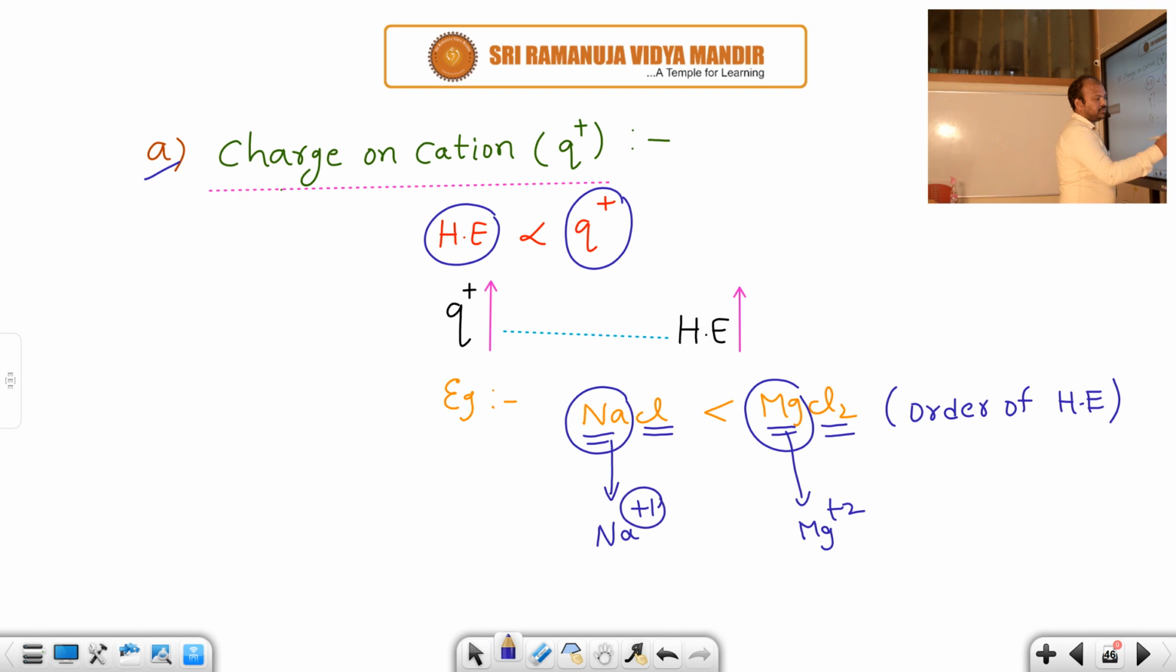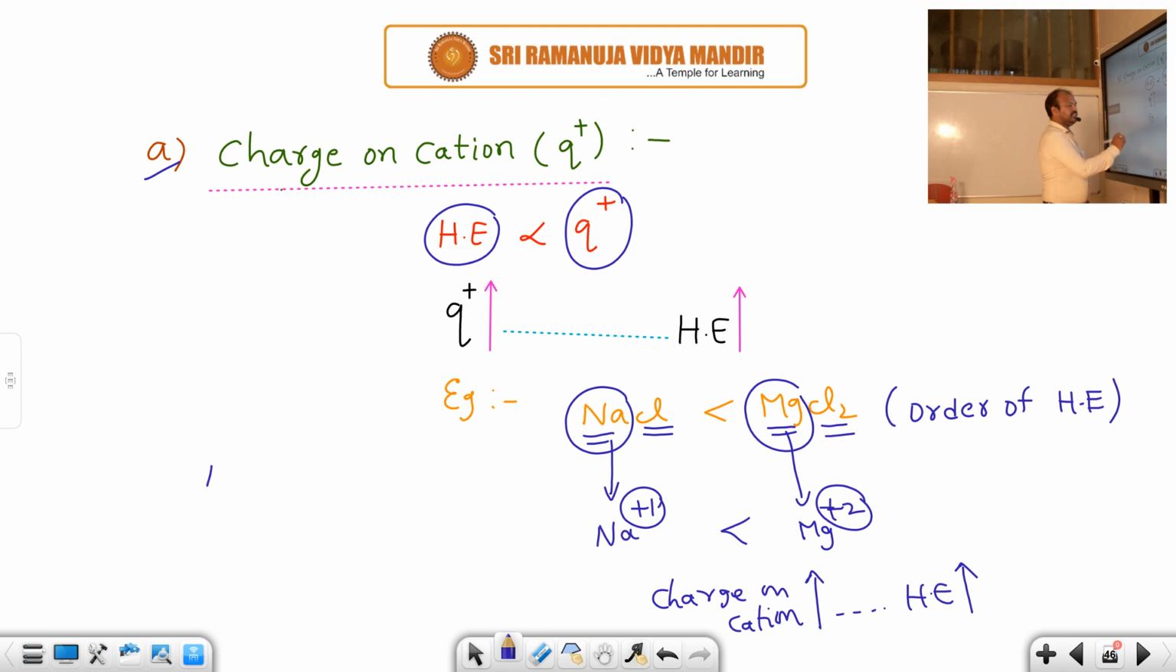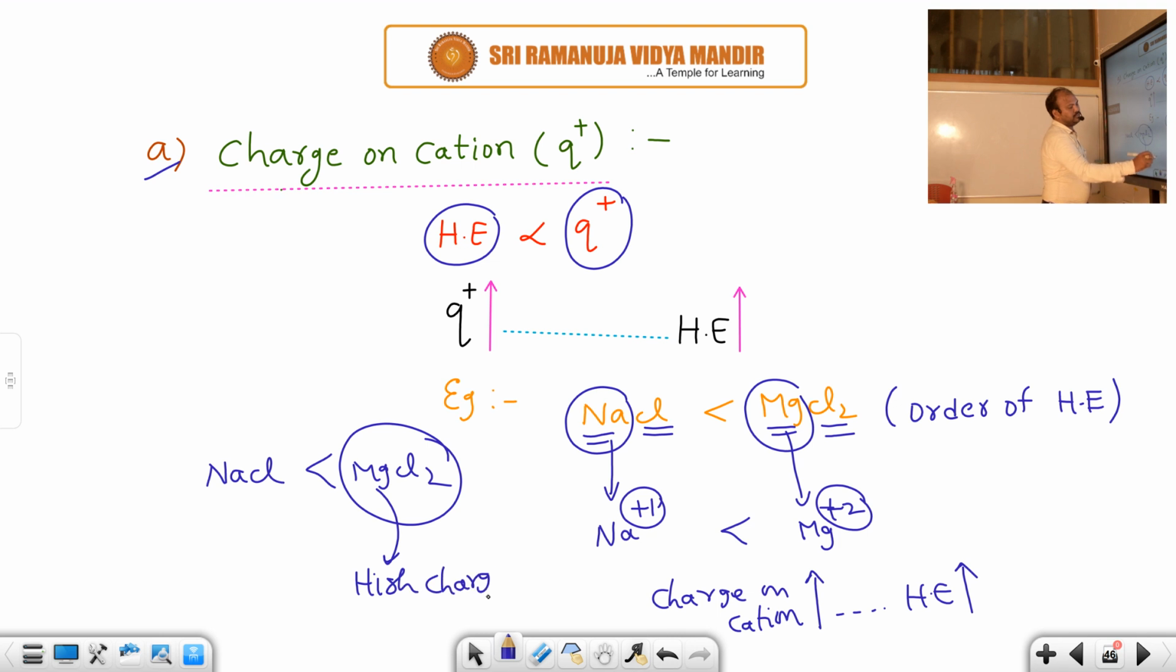Where is the charge more, sodium +1 or magnesium +2, students? Obviously magnesium +2. So when the charge on the cation increases, what will increase? Hydration energy increases. So in sodium chloride and magnesium chloride, which has more hydration energy? MgCl2 has more hydration energy due to high charge. Students, have you understood or not?